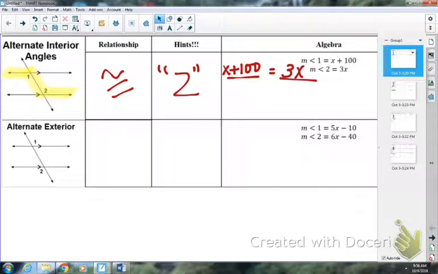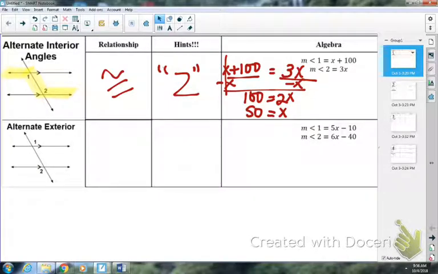Everybody still with me? Okay, so I'm going to just use my Algebra 1 skills to solve this. So how do I get x on a side by itself? What am I going to do? If I subtract x from each side, what's 3x minus x? So we're going to say 2x equals 100. So what is x going to equal? 50.